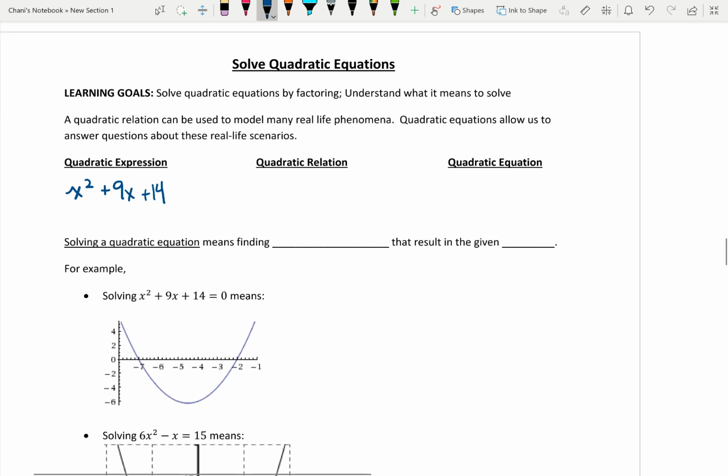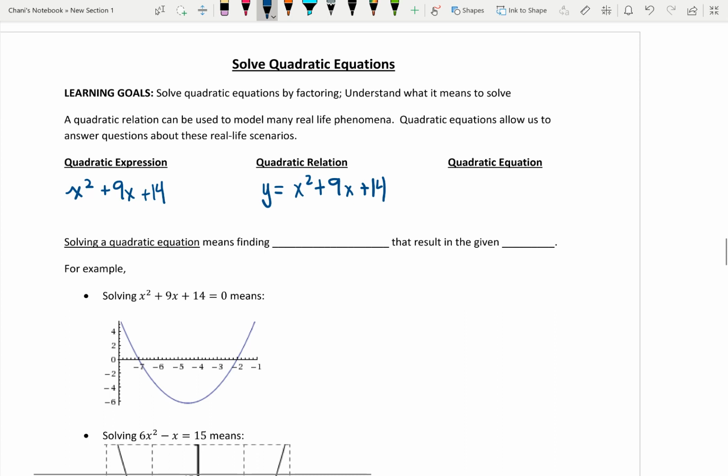A relation is when we talk about a general quadratic like this. So it's y equals x squared plus 9x plus 14. So this is an entire quadratic relation. We can graph what it looks like. It would be represented by a parabola, and we can find a set of points that are on this relation. Any x or y that would satisfy this relationship are part of the relation.